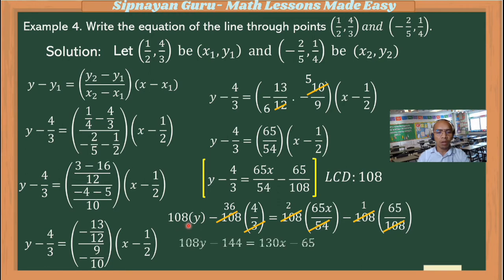So multiply 108 times y is 108y. Then negative 36 times 4 is negative 144. This is equal to 2 times 65x, which is 130x. Then negative 1 times 65 is negative 65. So rewrite this one into standard form. So this is 130x minus 108y, and this is equal to negative 79. So this is now the equation of the line that passes through these two given points.